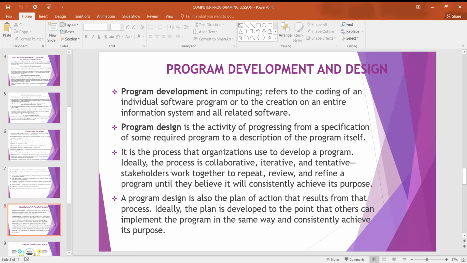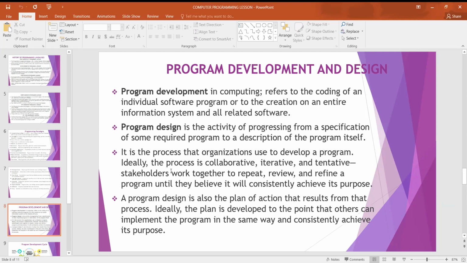Let us go to program design and development. Program development in computing refers to the coding of an individual software program or to the creation of an entire information system and all the related software. Program design is the activity of progressing from a specification of some required program to a description of the program itself. It refers to the process that organizations use to develop a program.